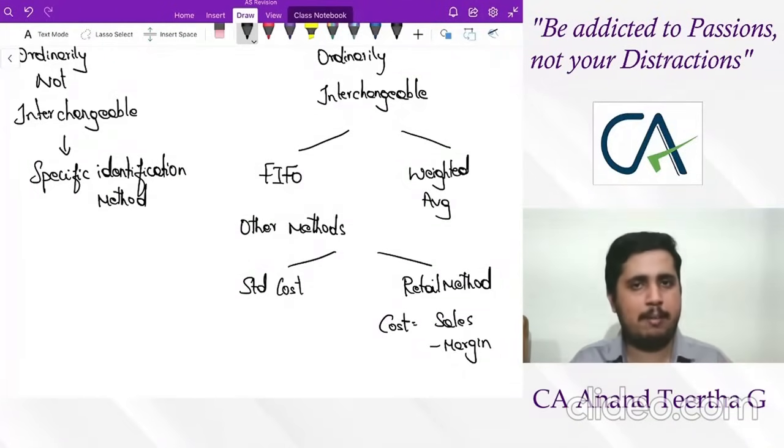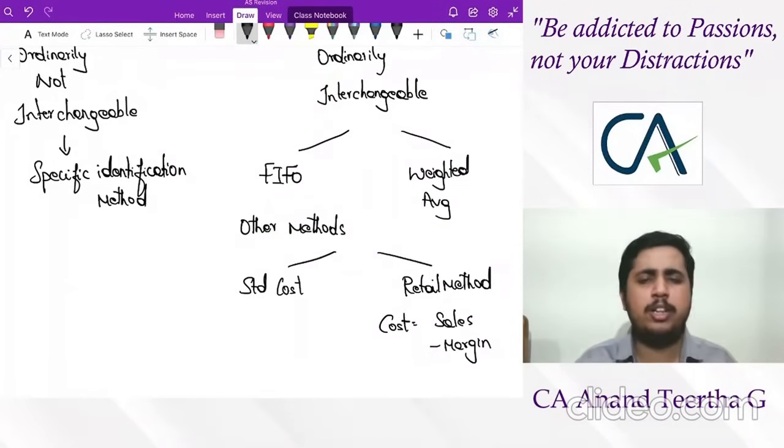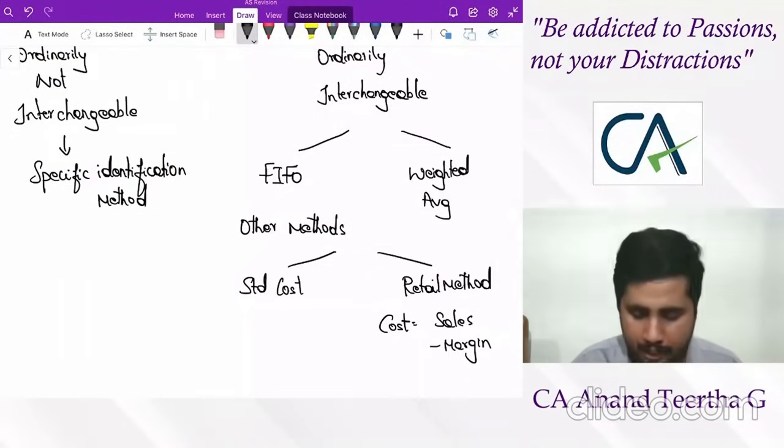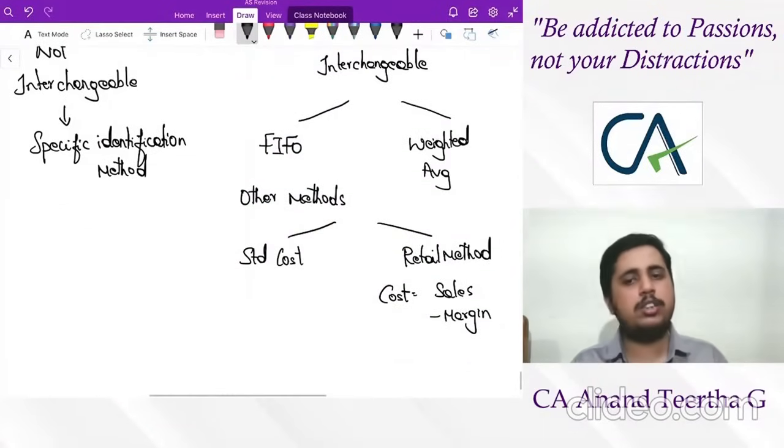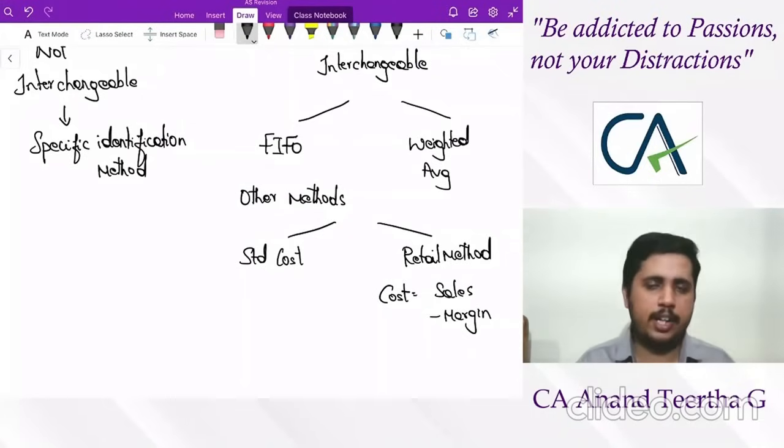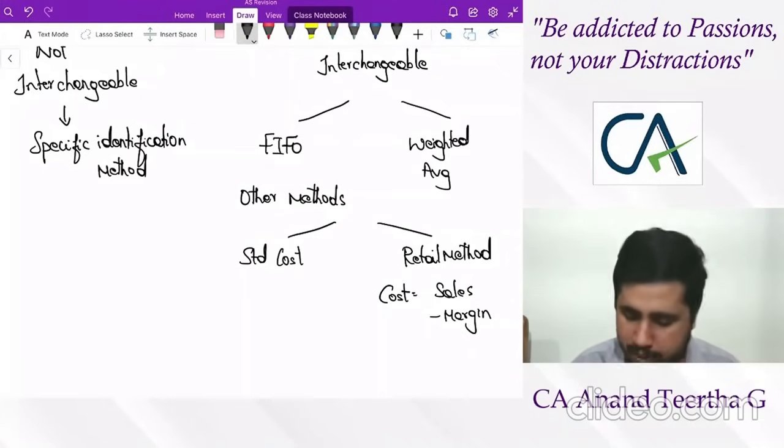Retail method, for example. Sometimes it might be hard to apply FIFO, weighted average and so on, because the number of products involved is very high. So at that time they can apply the retail method. So other methods are allowed only if primary methods are not possible to be applied. So that is how your cost formulae is supposed to function, interchangeable and not interchangeable situations.